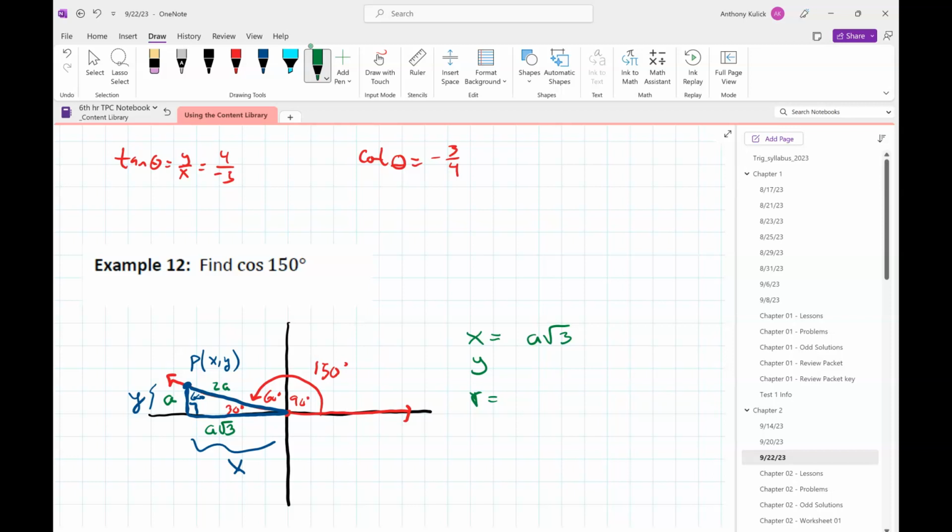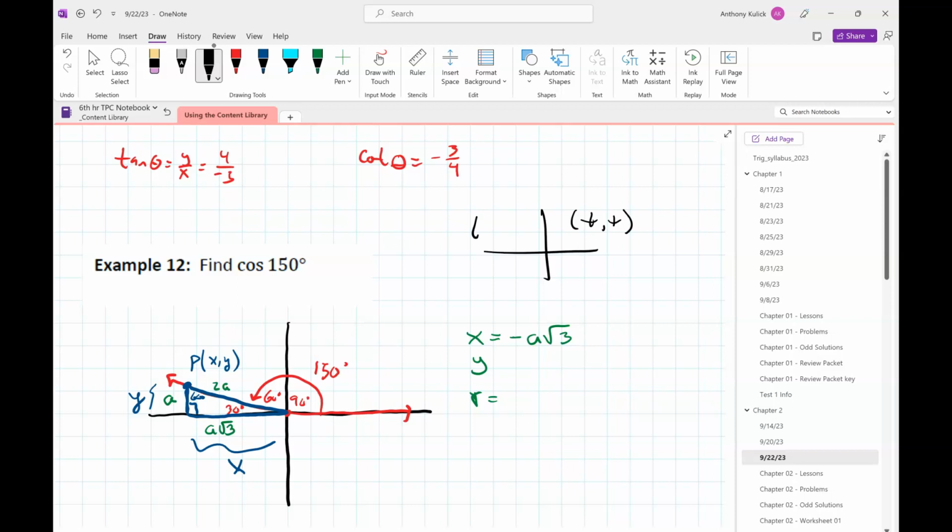Shouldn't be, because there's a little problem. What quadrant is this point in? The second quadrant. What should the sign on our X coordinate be in the second quadrant? Needs to be negative. Yeah, so I'm going to make that negative.